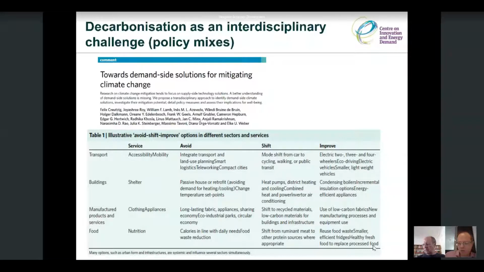But look at the table. It implies that if you're going to develop an optimal avoid, shift, improve policy mix, you've got to have experts in transport, but also experts in buildings, industry, and food. So if we're going to design this policy mix, I've got to speak as an energy guy to all of these other disciplines, because I don't really know much about food or industry. It requires interdisciplinarity across these different dimensions.